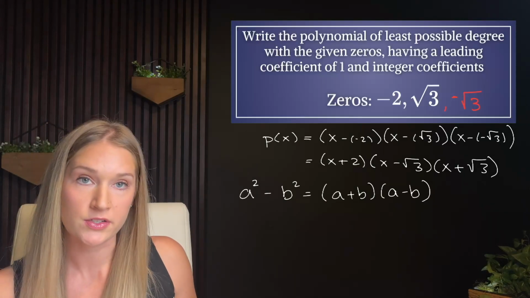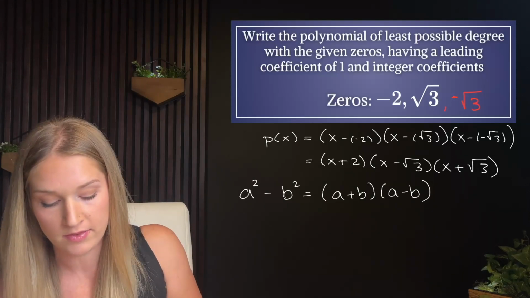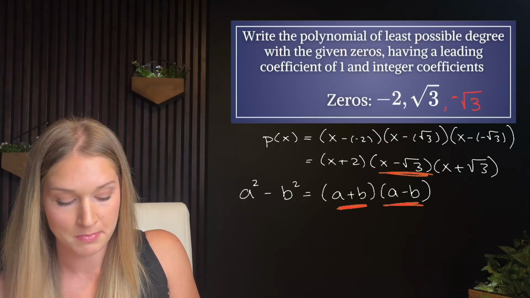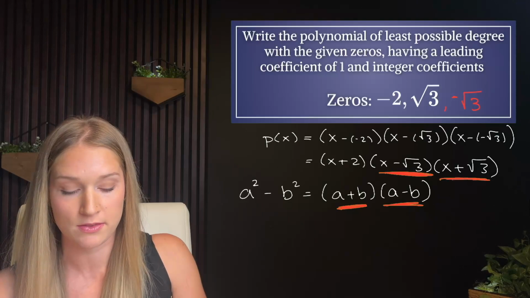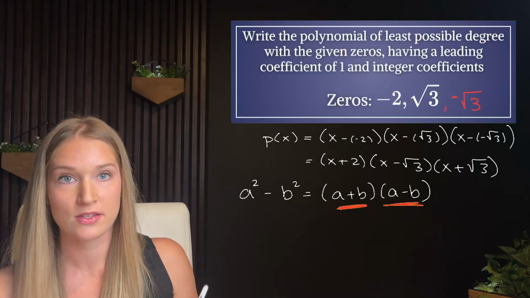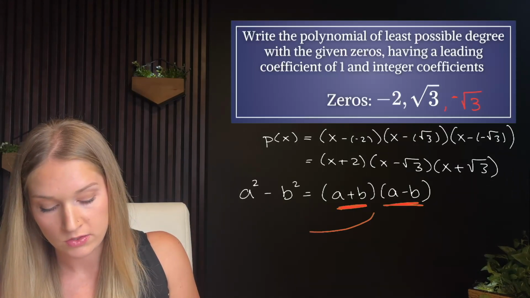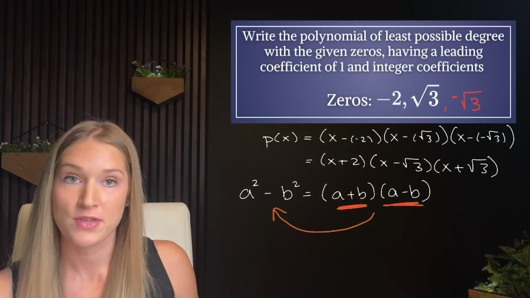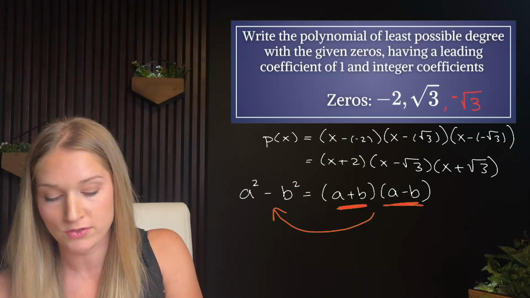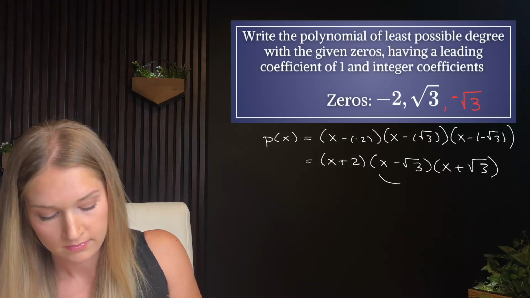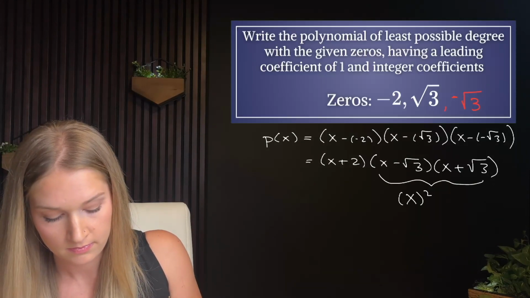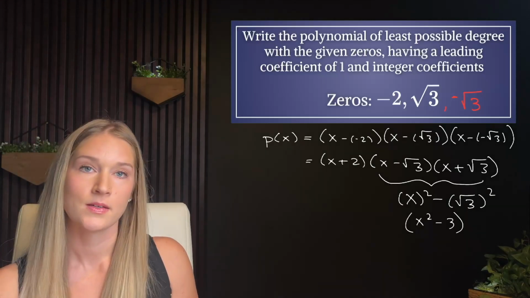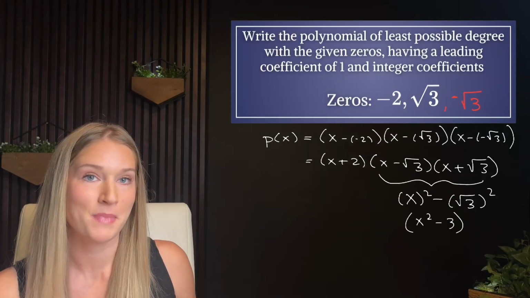So what we're going to do is we're going to notice that we have the sum and the difference of the same two bases, x minus rad 3 and x plus rad 3. So what I can do is take those bases and square them individually and then subtract them. So that's what I'm going to do to multiply those last two factors. So that product becomes just x squared minus 3.